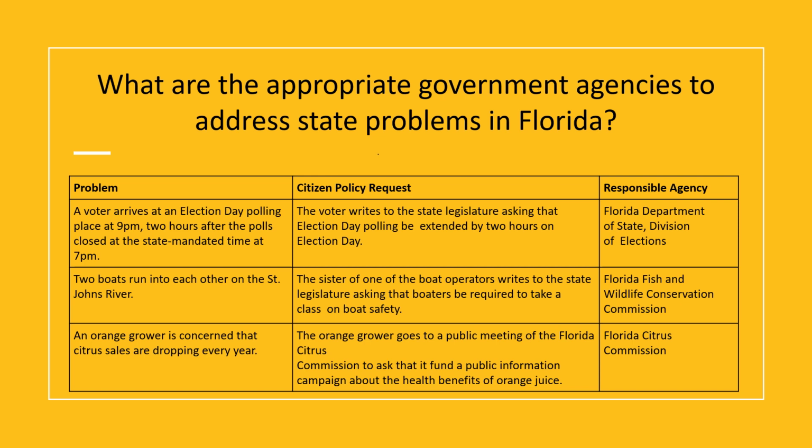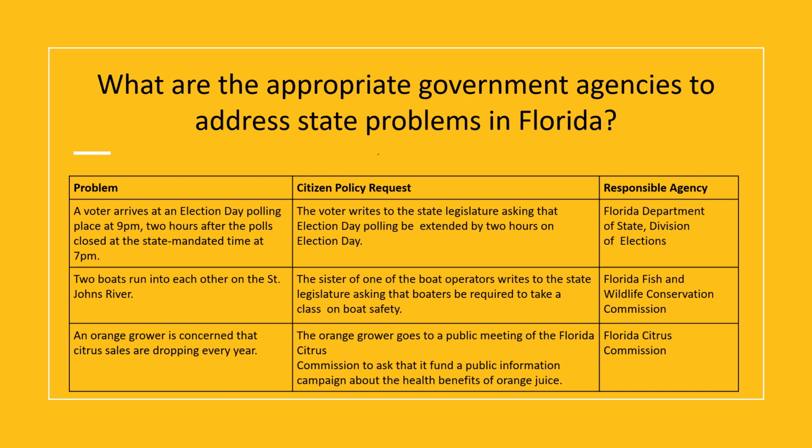Another problem. 2 boats ran into each other on the St. Johns River. The sister of one of the boat operators writes to the state legislature asking that boaters be required to take a class on boat safety. So here, this boating accident, this sister of one of the operators says, you know something? I suspect that that boat operator could have done a better job driving that boat if they had taken another class on boat safety. If they had done what they should have done in order to operate the boat safely. Who would they contact? The Florida Fish and Wildlife Conservation Commission.